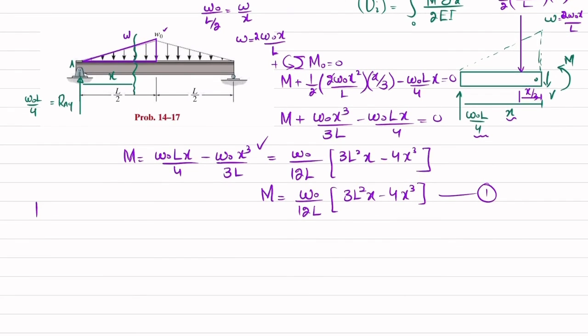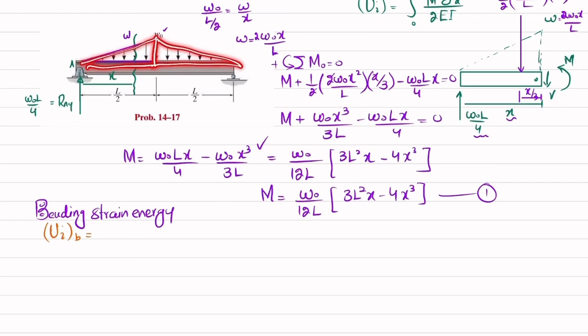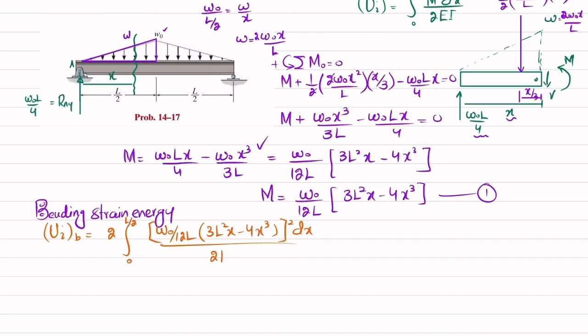Now we'll apply this for the bending strain energy. So the bending strain energy, U bending, will be equal to, you can see we have two portions, one for this, another one for this. So I will write 2 times the integral from 0 to L by 2, each segment is L by 2, of M square. M is this one, so W naught over 12L multiplied by 3L square x minus 4x cube, whole square, into dx divided by 2EI. So the 2 will cancel, and we are left with 1 over EI integral from 0 to L by 2.